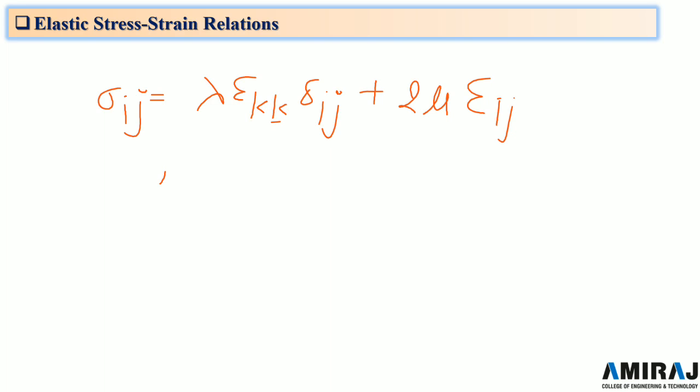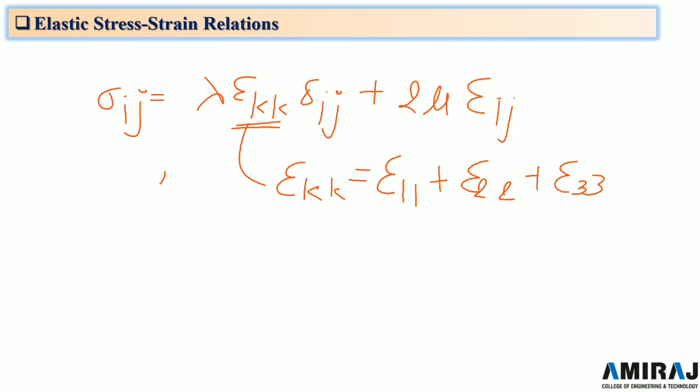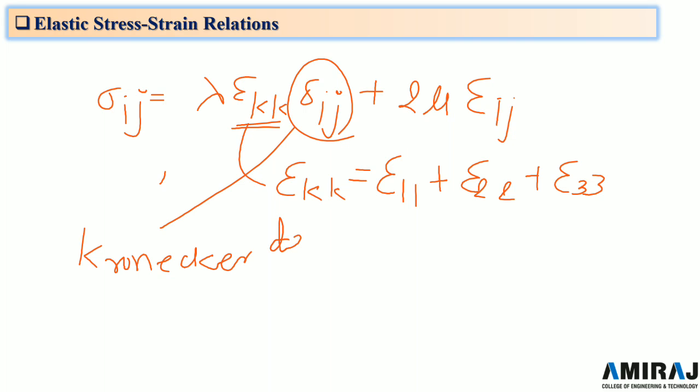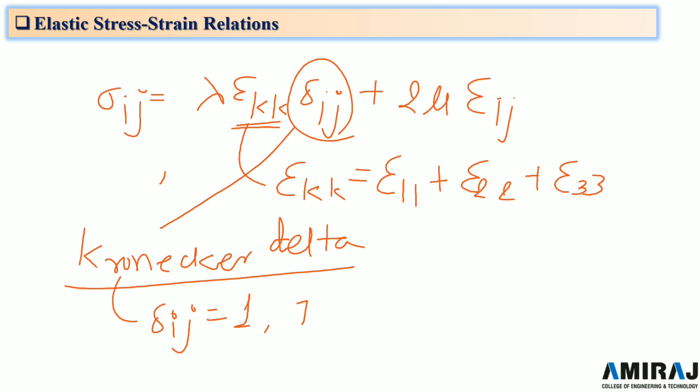where epsilon kk is equal to epsilon 11 plus 22 plus 33, and this delta ij is called the Kronecker delta, whose values are given as delta ij is equal to 1 when i is equal to j.